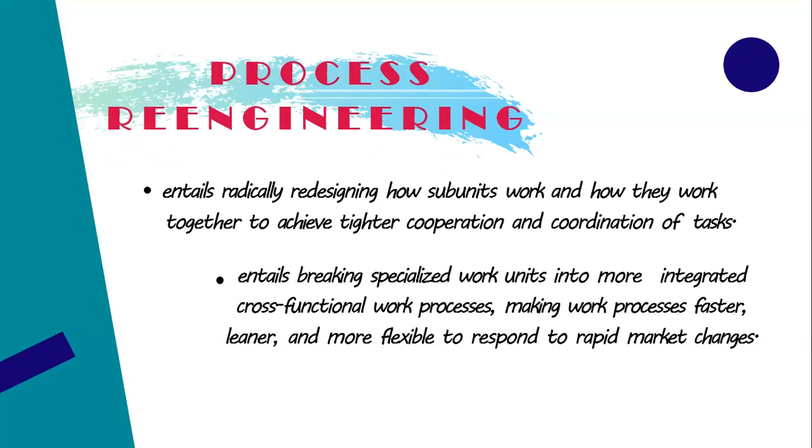So the last one is process reengineering. It entails radically redesigning how subunits work and how they work together to achieve tighter cooperation and coordination of tasks. It also entails breaking specialized work units into more integrated cross-functional work processes, making work processes faster, leaner, and more flexible to respond to rapid market changes. Reengineering is implemented alongside information technology systems to facilitate cross-functional business processes. Results are better when key value-added business processes are chosen, when there are clear objectives set at the beginning, and there is both involvement as well as commitment from the top management.